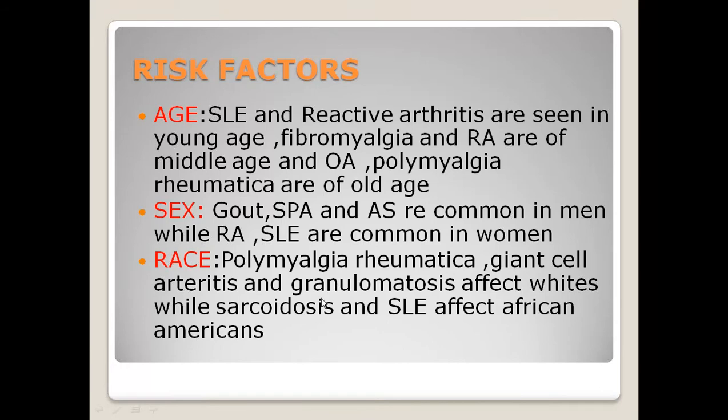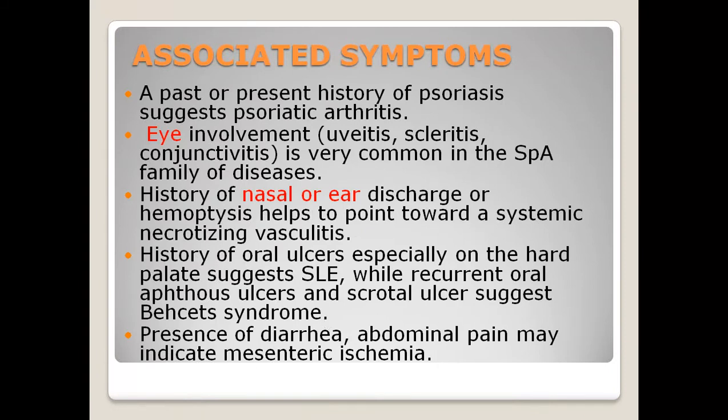Though whites are more affected, sarcoidosis and SLE are affected more in the Africans and the Americans. So, associated symptoms. Here you can go with the history. The past and present history of psoriasis will give you a suggestion that it could be psoriatic arthritis. Or when there is involvement of the eye with uveitis, scleritis, and conjunctivitis, then you can have spondyloarthritis.